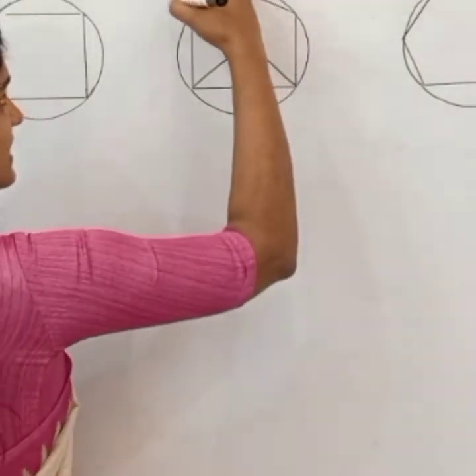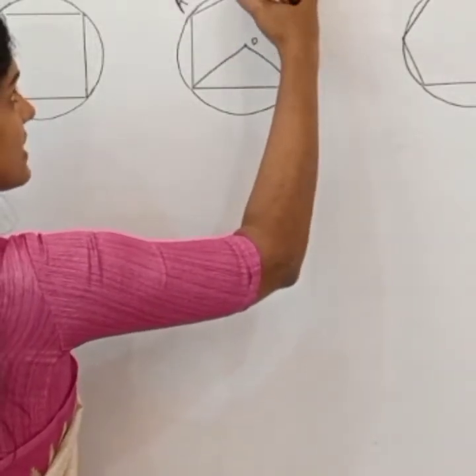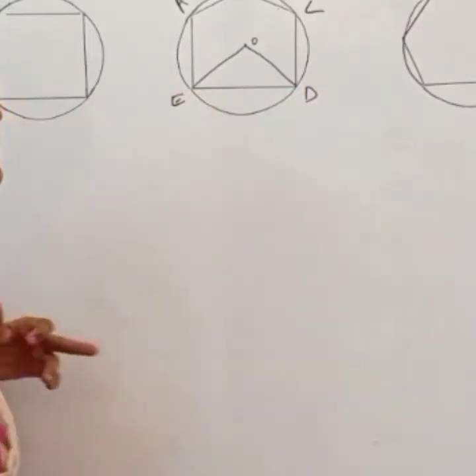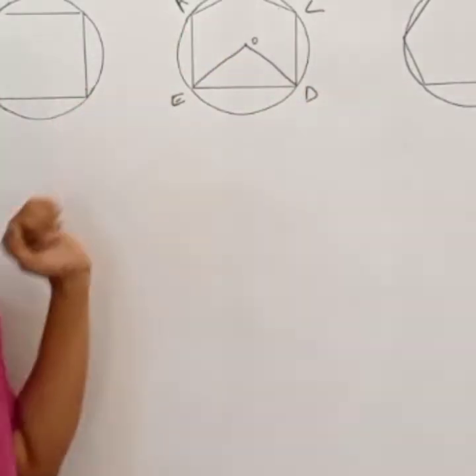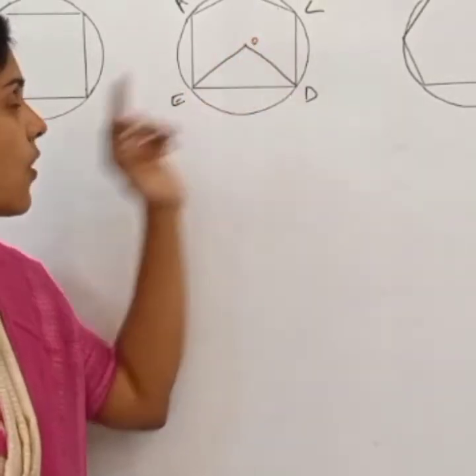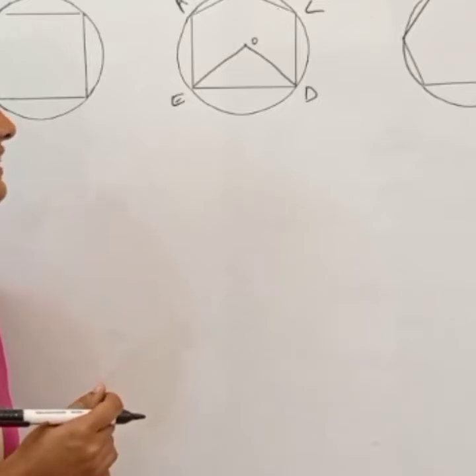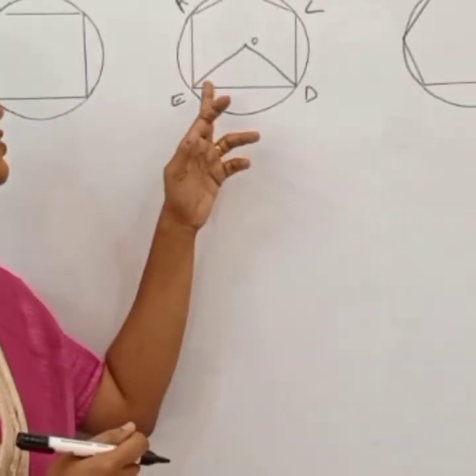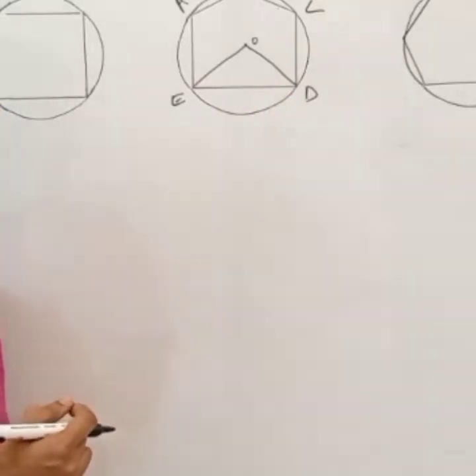Let's name this pentagon as A, B, C, D, E. So we have named the pentagon as A, B, C, D, E. We have drawn the point O as the center of the circle and joined the point O, that is the center of the circle, to two of its vertices E and D.